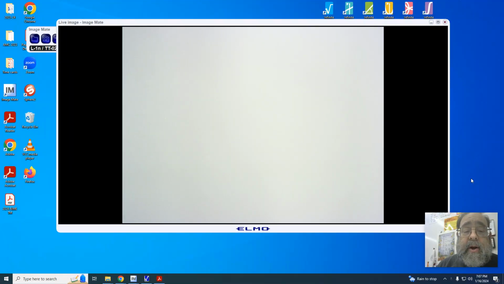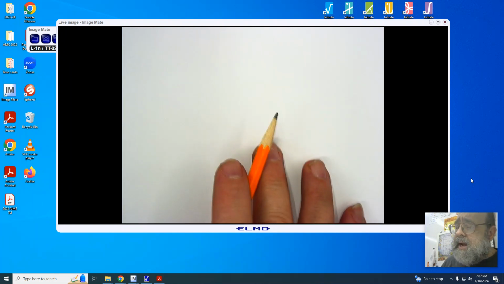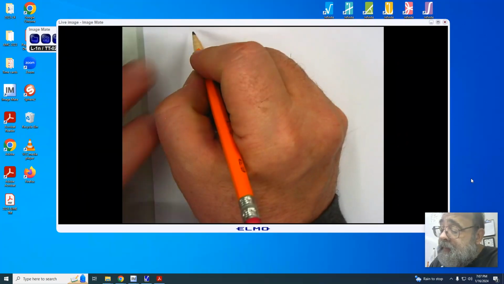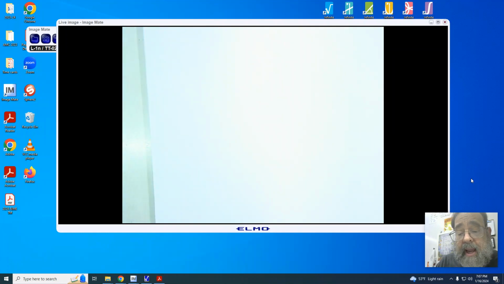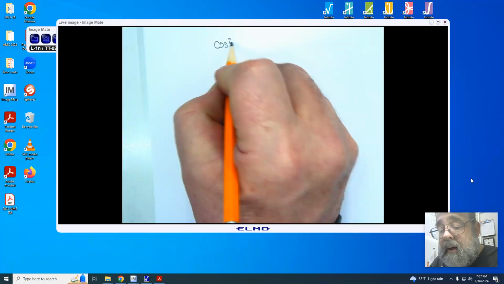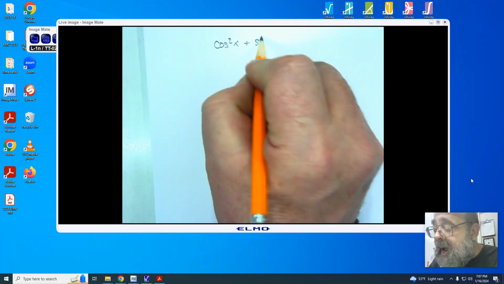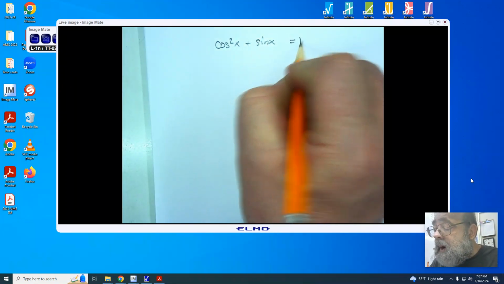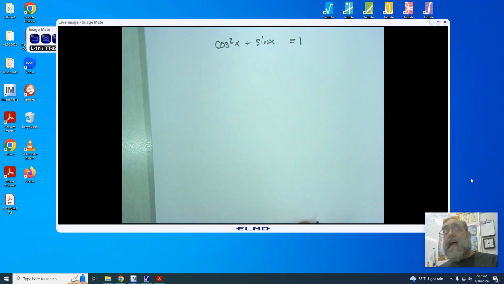Today I'm going to be going over how we find solutions to quadratic trigonometric functions. Now, let's just take an example, one that's not that difficult. Let's look at, let's say, cosine squared x plus sine x equaling 1. We're going to solve that.